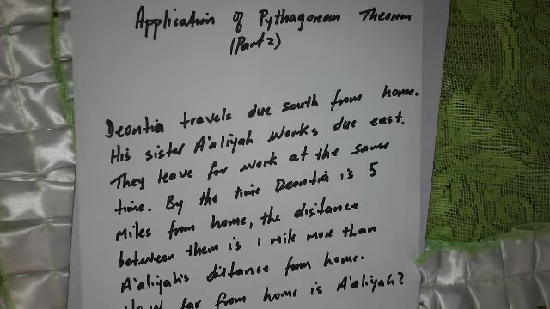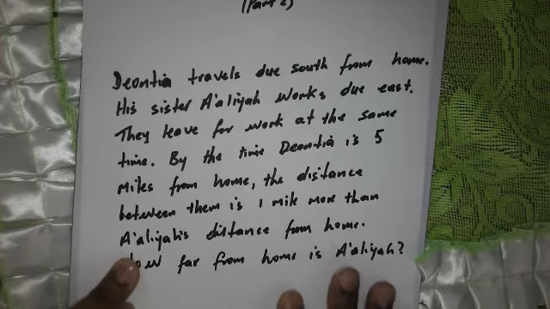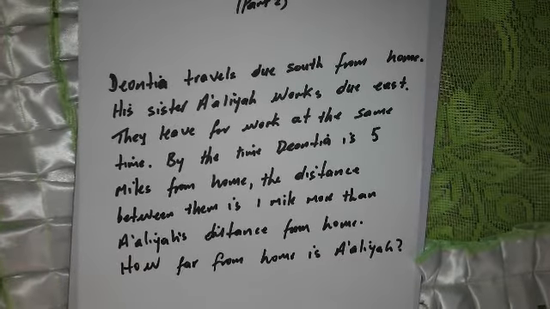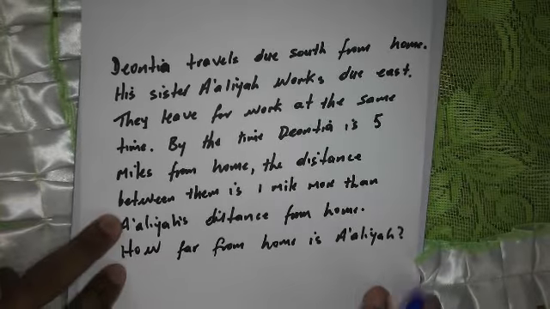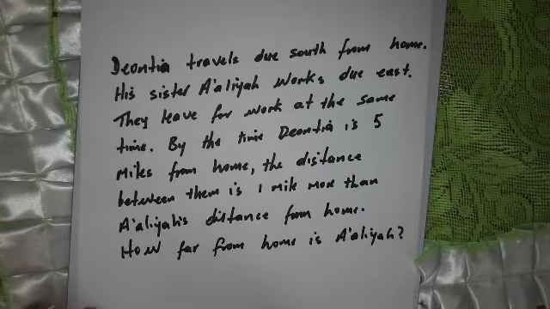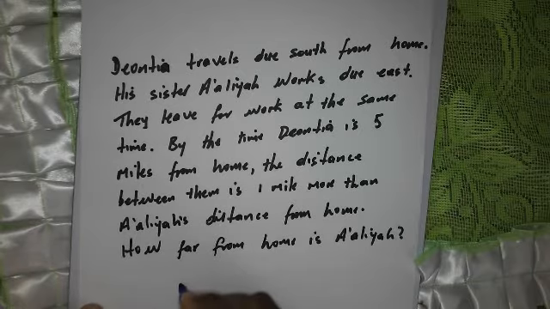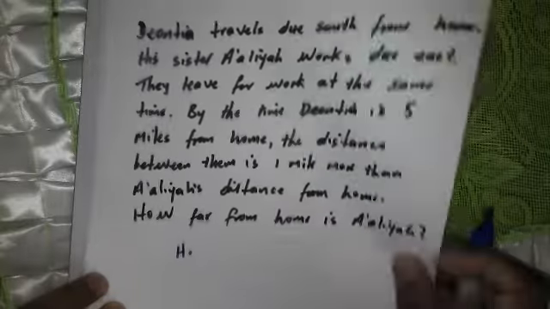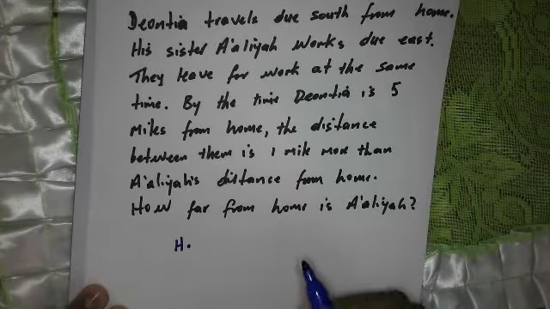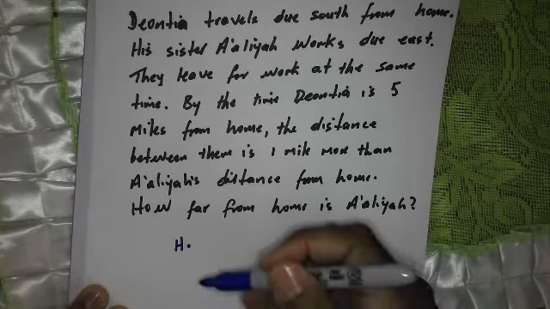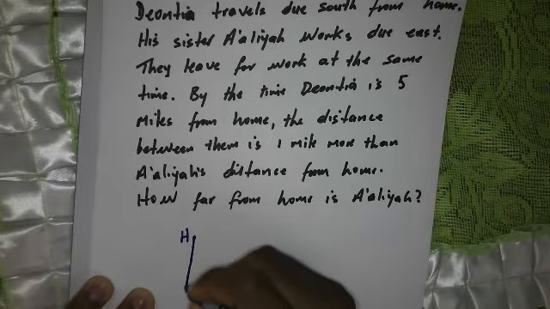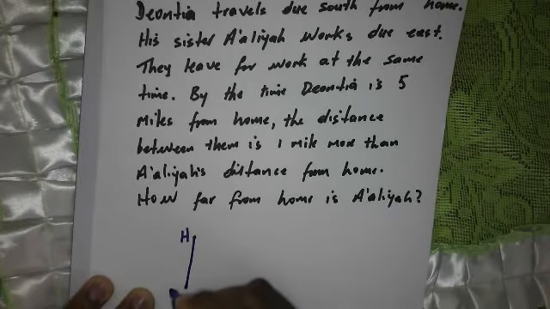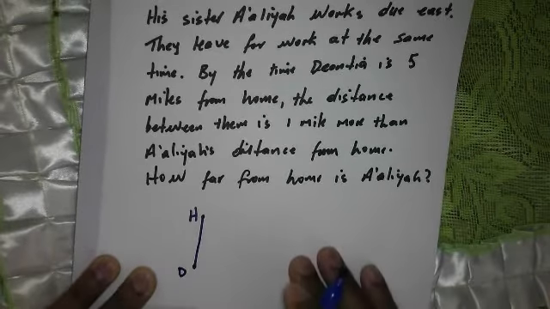Okay, let's move into this question. It says Deontay travels due south from home. Let's construct the diagram as we go along. Here is home. We can call this H for home. Deontay travels due south. South means that you're going down. So from home, he travels due south. This is where Deontay is, and we call that D.